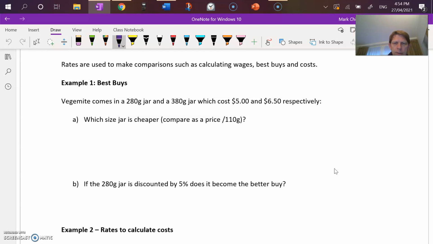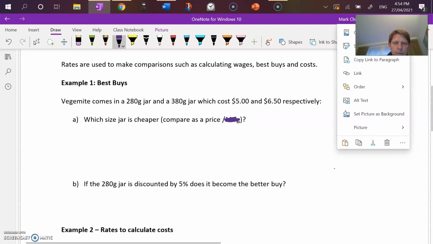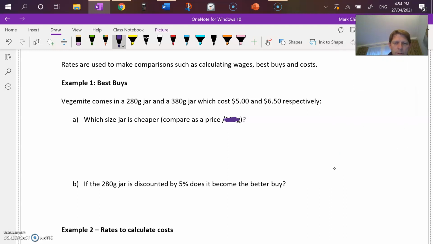Now, there's a little typo here on your sheet, so you might want to change that. That's not 110 grams, that should be 100 grams. Okay, so let's compare the price per 100 grams. So in other words, let's look at the 280 gram jar. We're just going to take that, costs $5.